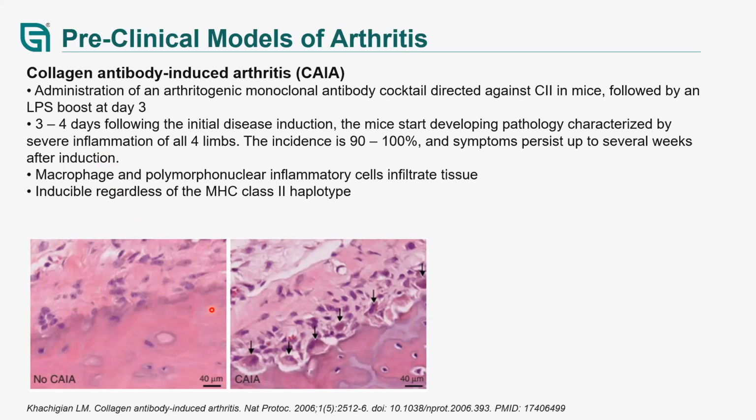And disease is inducible regardless of the MHC class II haplotype, allowing this model to use other strains of mice other than just DBA/1s.